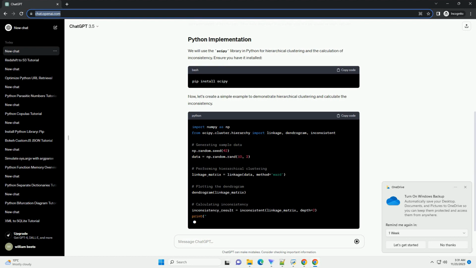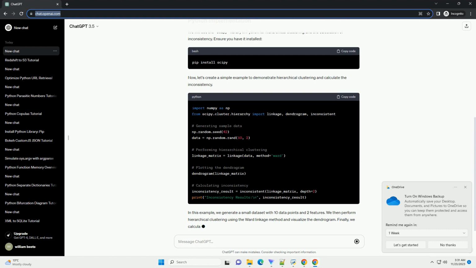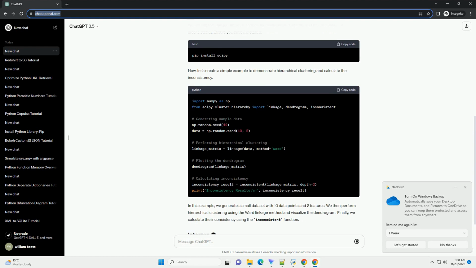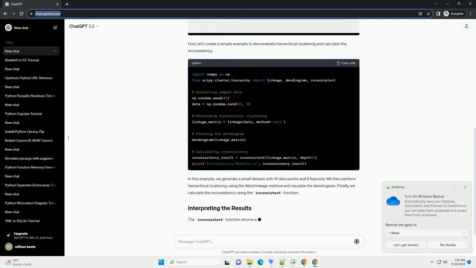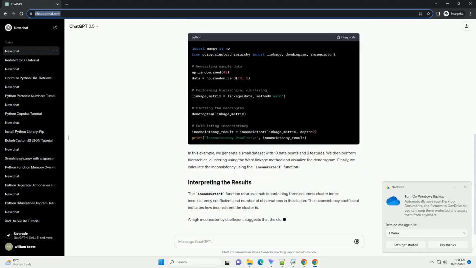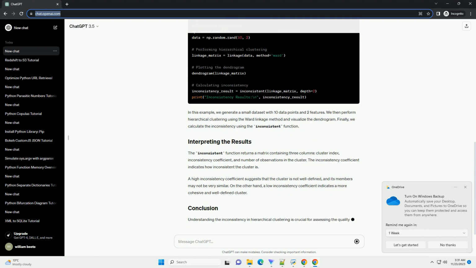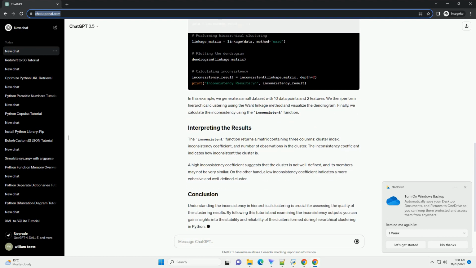The inconsistency coefficient is calculated by comparing the height of each node in the hierarchical clustering tree with the average height of its children. An inconsistent cluster is one where the height of the node is significantly different from the average height of its children. This indicates that the cluster may not be stable or well-defined.